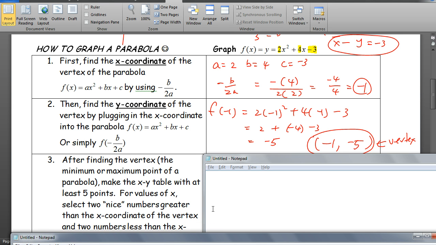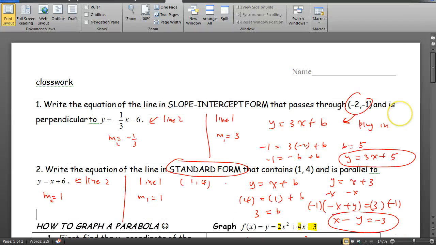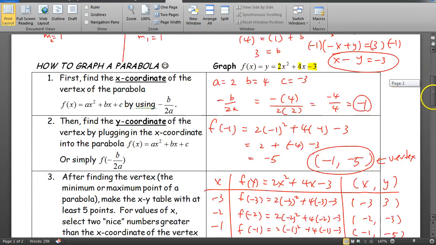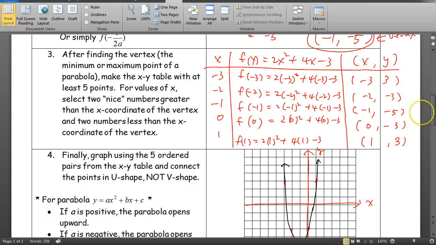Which values of x are we going to use if I know that the x coordinate of the vertex is -1? How many points do you need? 5. So we need 2 other points right of -1, which are 0, 1. 2 other points left of -1, which are? Okay, did you all get this? So there's the table, and there's the picture.